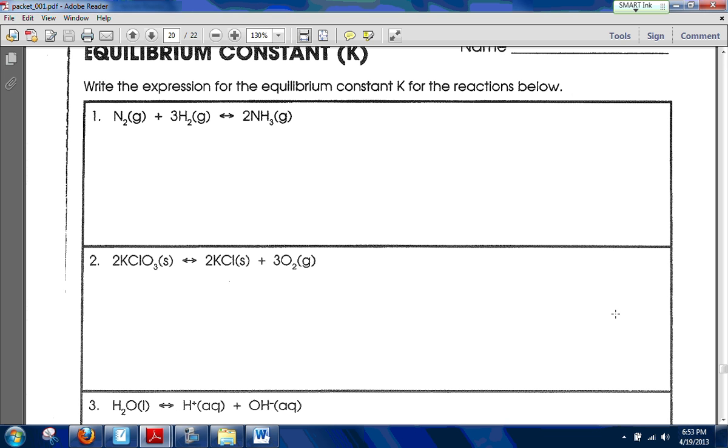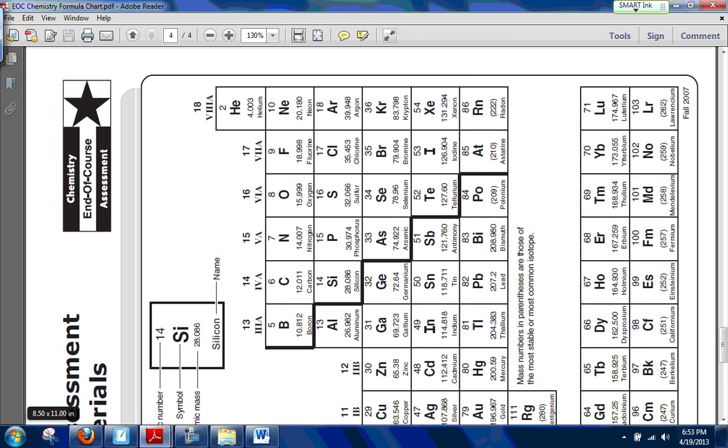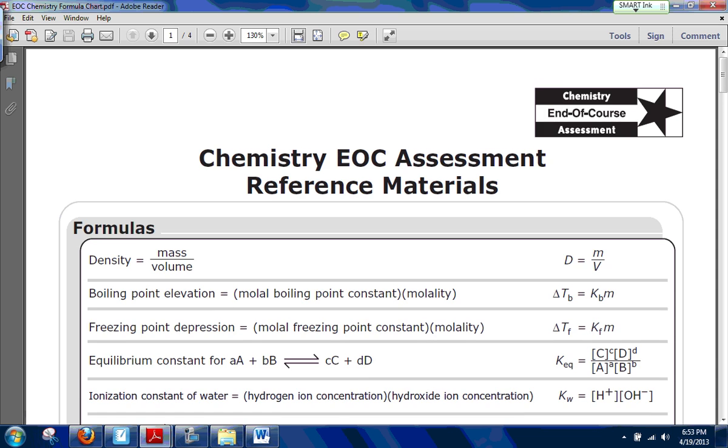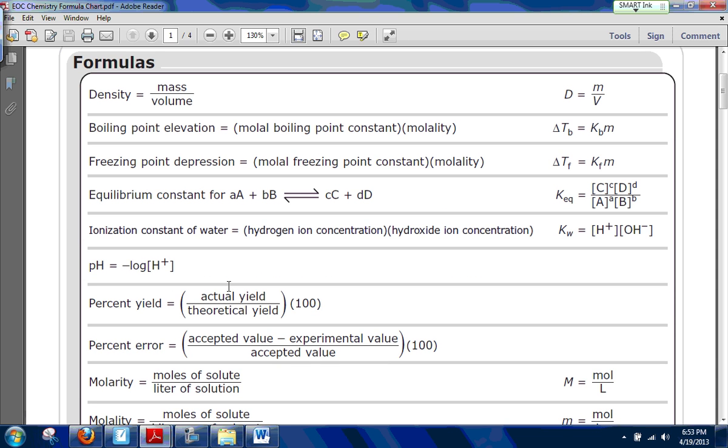Your formula chart at the very front has something that says equilibrium constant for little a, big A, plus little b, big B, arrows, little c, big C, plus little d, big D. So the equilibrium constant, the KEQ, is equal to capital C raised to the c power, capital D raised to the d power, over A to the a, B to the b. It's actually really simple. So what we're going to do is use that.